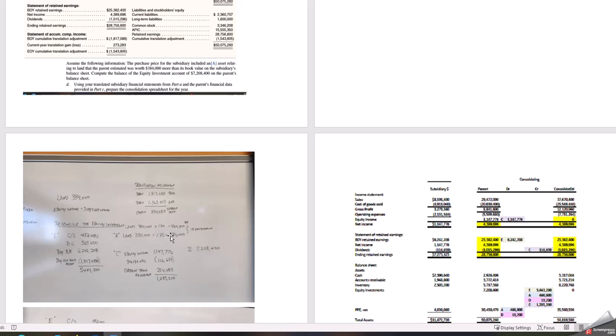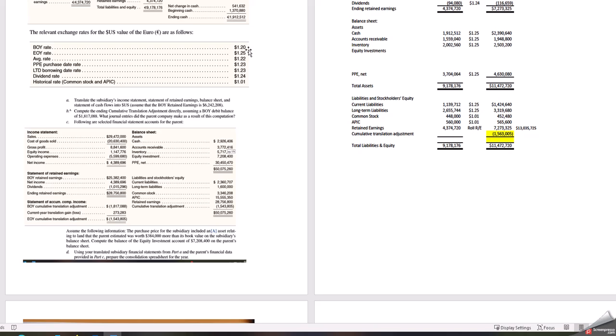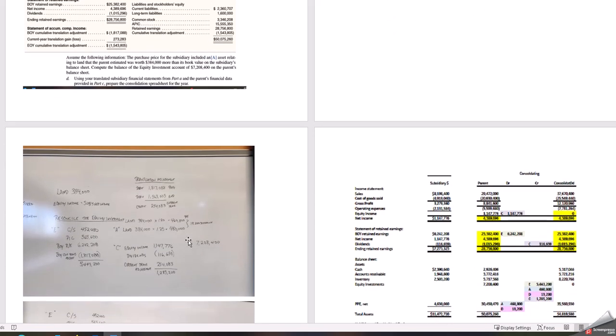Then we've got the land. So the land is $384,000 at our beginning of the year rate, which again you go up to the table. Our beginning of the year rate's $1.20. Our end of the year rate is $1.25. So then our land value is going to go up by that 5 cents, and really nothing happened other than the exchange rate. So then that $19,200 difference is going to be recorded as a translation adjustment related to that land.